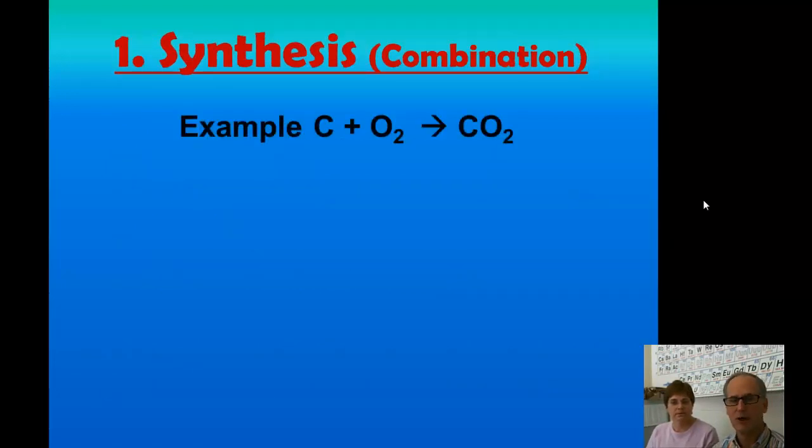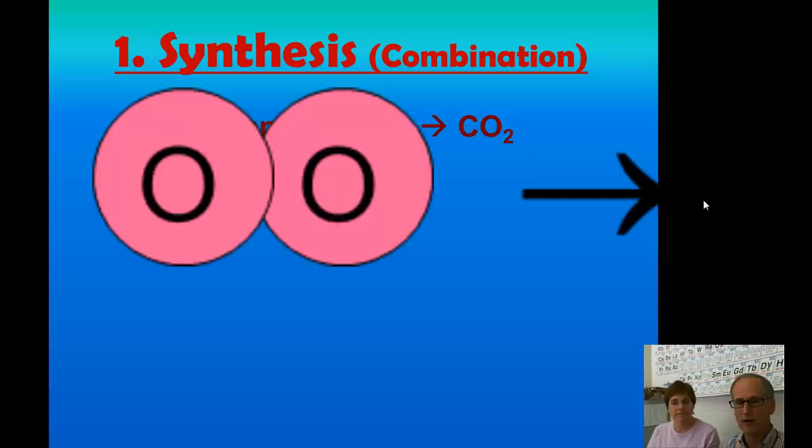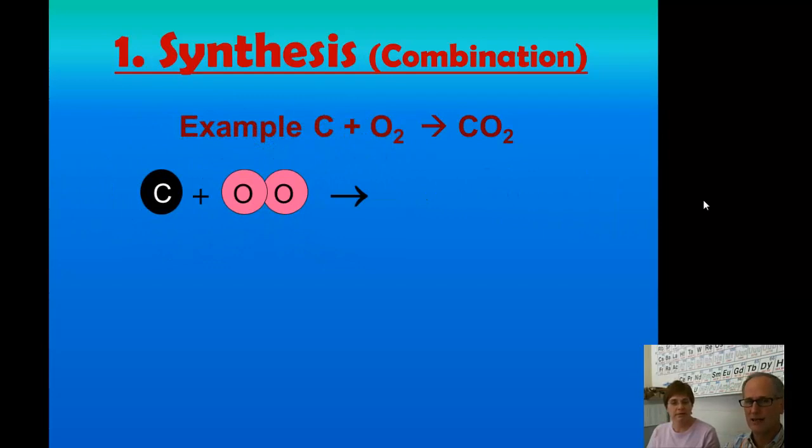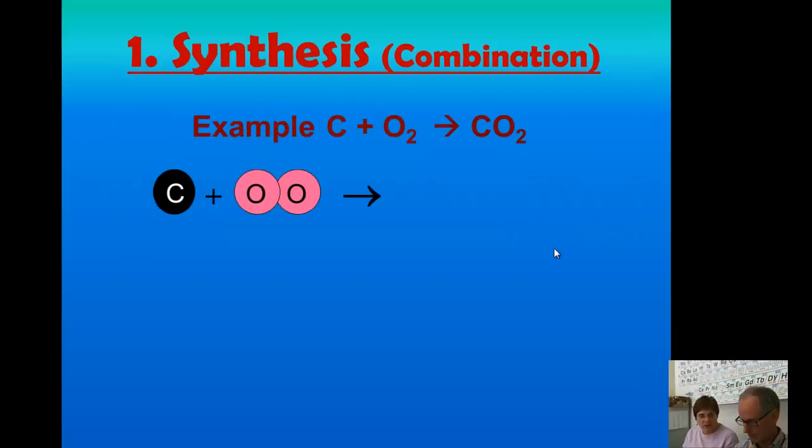First, synthesis, which we call combination. Here's an example. Say you take some carbon and oxygen and form one new thing, carbon dioxide. See how we combined or synthesized into one, right? Now let's look at the actual molecules, Mrs. Ehrman. So in this one, we're going to have one atom of carbon reacting with one molecule of oxygen to make one molecule of carbon dioxide.